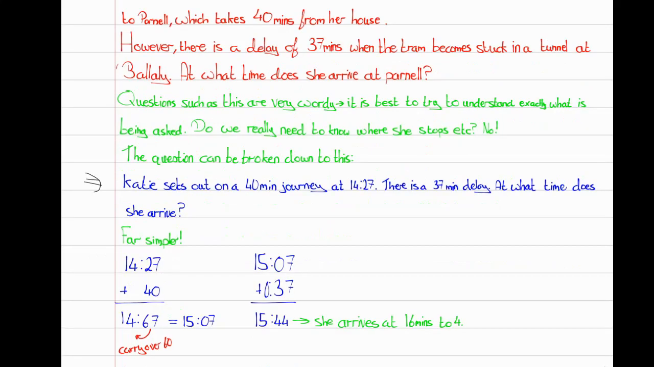We add 40 minutes to 14:27, we're going to get 14:67. Of course, we only have 60 minutes in an hour, so we need to convert one of the 60s on this side over to an hour on this side. That makes it 15:07. Then we add 37 minutes to 15:07. We find that she arrived at 16 minutes to 4.